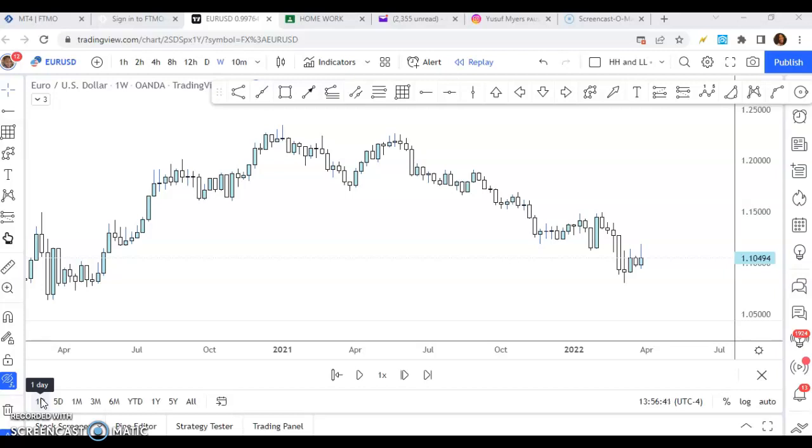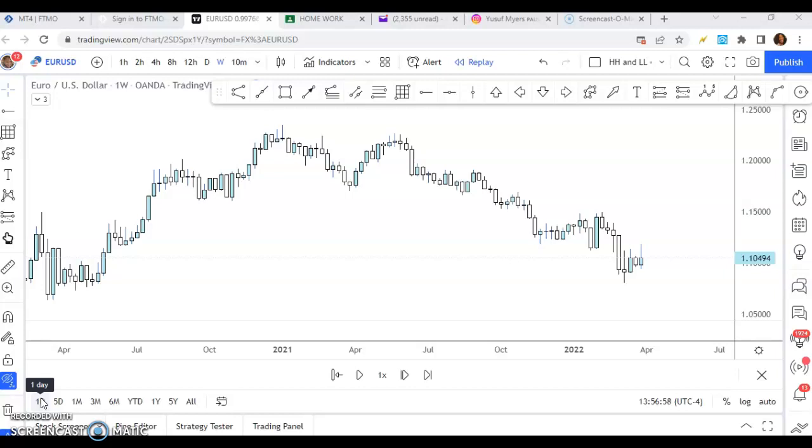So without further ado, let's just jump right into it. It's definitely going to be a short video. So here I'm on Euro USD on a weekly time frame. And as I stated, when I'm about to back test, I still go through the motions as if I'm trading the real time market.